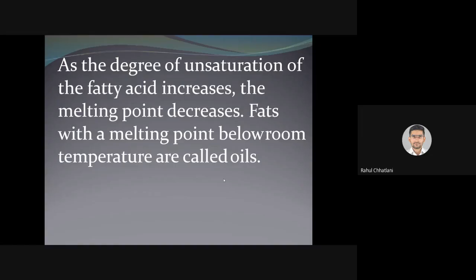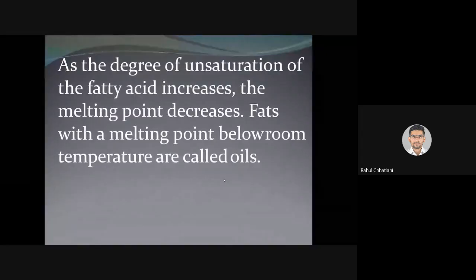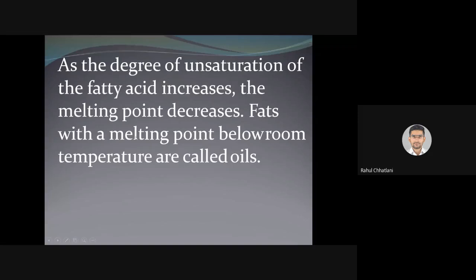Fat with a melting point below room temperature are called oils. So if you want to classify, a fat whose melting point is below room temperature will be called oil. Yes, that is a simple classification. We are talking about melting point.